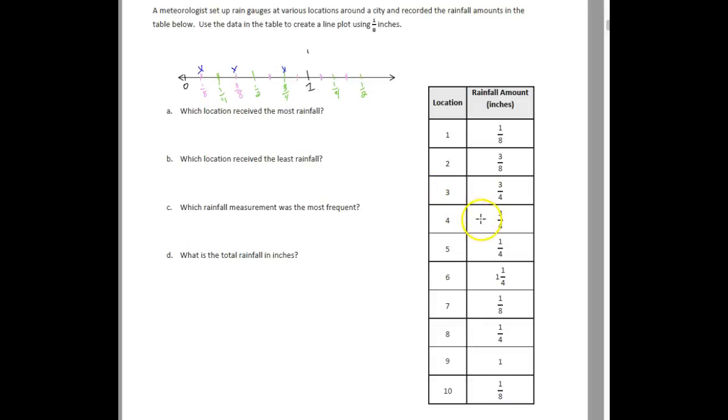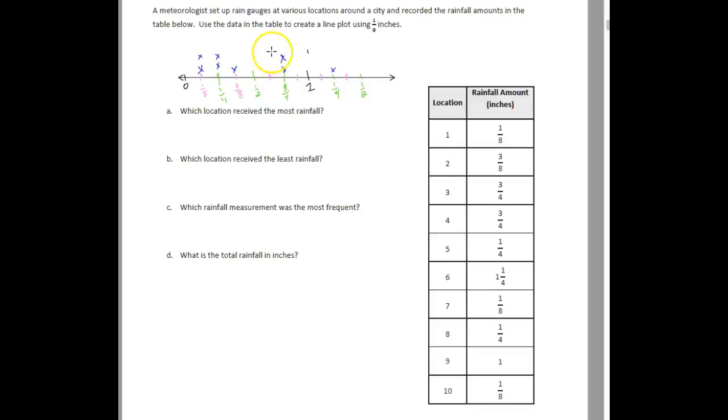And then we say 4 was also 3/4, so we can just double that up and we'll put another acknowledgement right there. Location 5 is 1/4, so that's right here. They haven't had one that big yet. And then that was location 5. Location 6 is 1 and 1/4. Here's 1 and 1/4 right there. Now the next one, 7, is 1/8 all over again. And then 8 is 1/4.